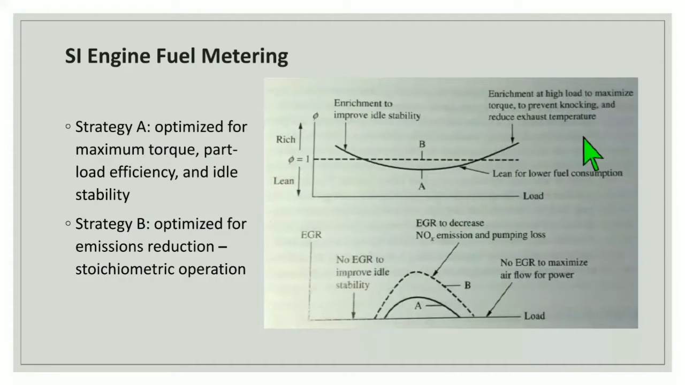Enrichment at high load to maximize torque, prevent knocking and reduce exhaust temperature. Lean for lower fuel consumption. And here, enrichment to improve idle stability, leaning to decrease NOx emission and pumping loss, and enrichment to maximize airflow for power.